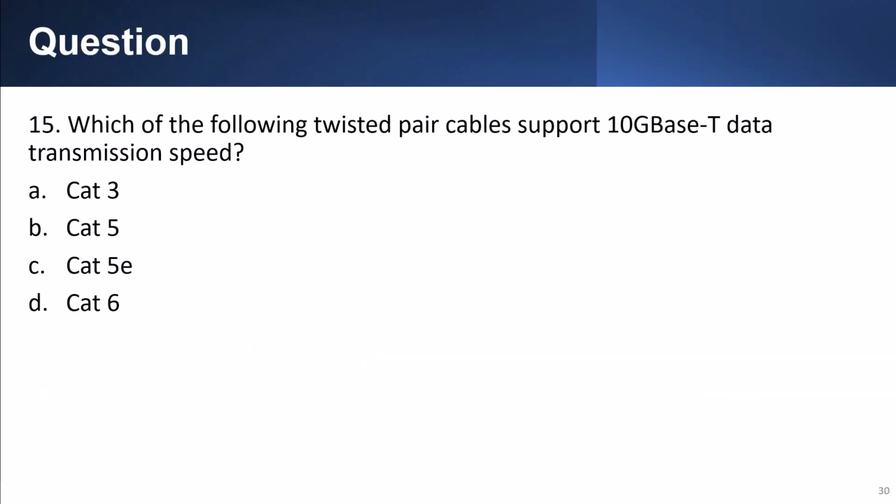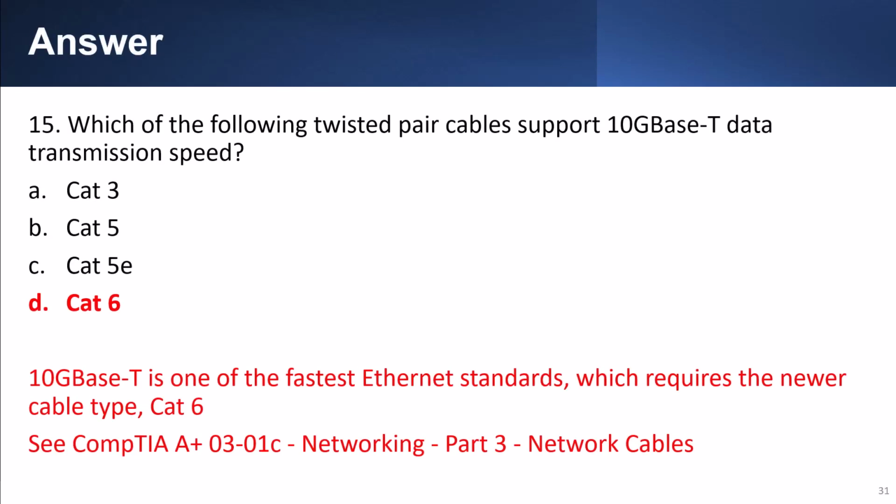Question 15. Which of the following twisted pair cables support 10 gigabit-T data transmission speed? Answer: Cat6. 10GBase-T is one of the fastest Ethernet standards, which requires the newer cable type, Cat6.